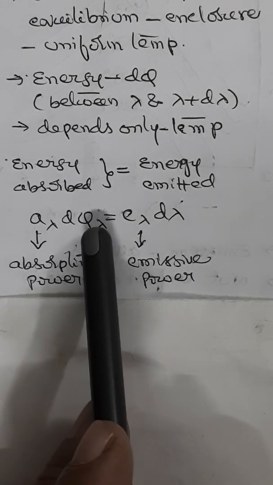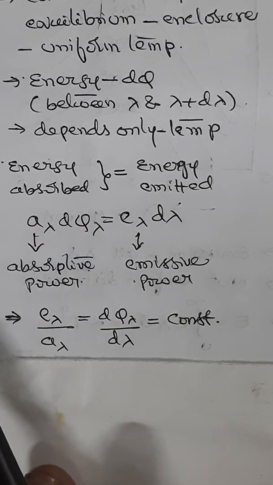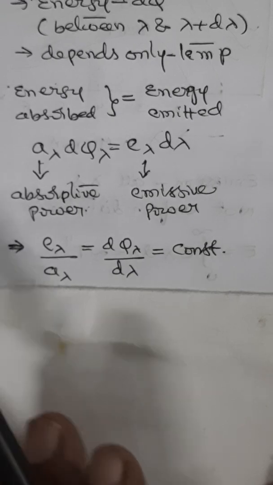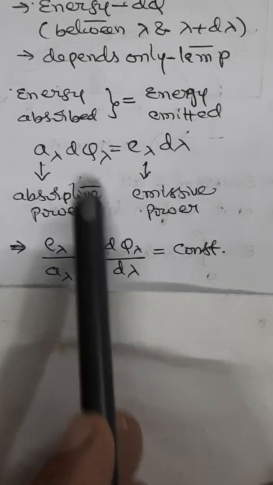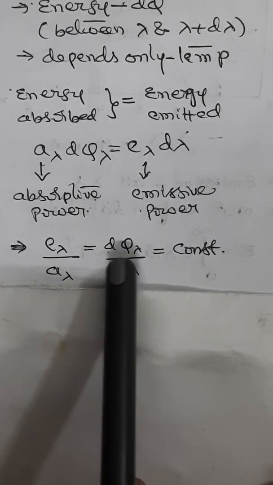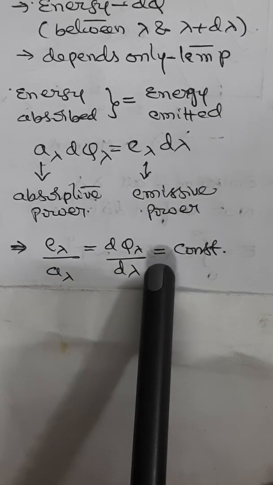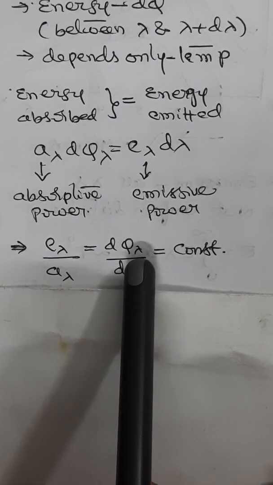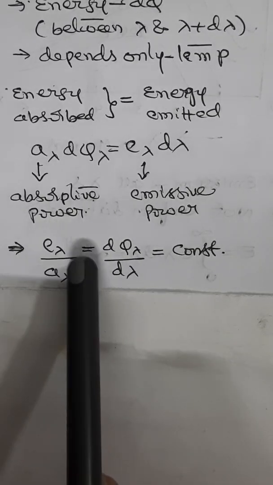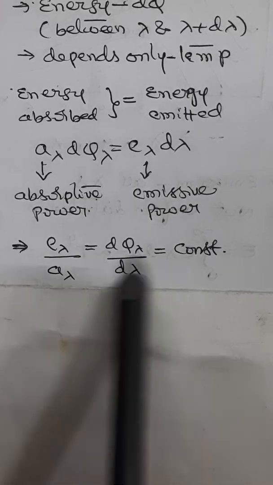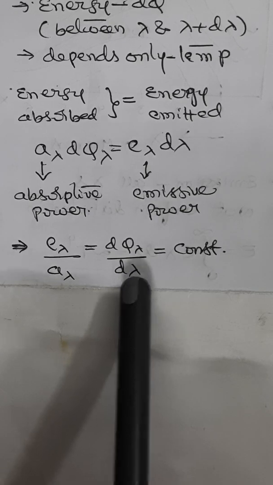So therefore, by taking the ratio, cross multiplying, we will have E lambda by A lambda equals dQ lambda by d lambda. This is found to be constant. Why is it constant? Because dQ by d lambda depends only on temperature, and for a given temperature it is constant. That's why this is constant. This is what is known as Kirchhoff's thermal radiation law or Kirchhoff's law of thermal radiation.